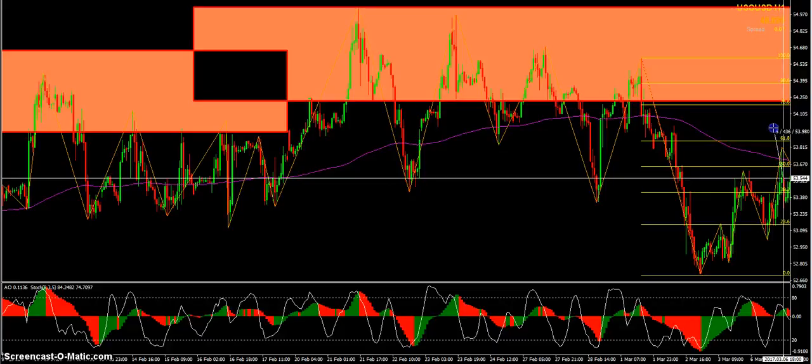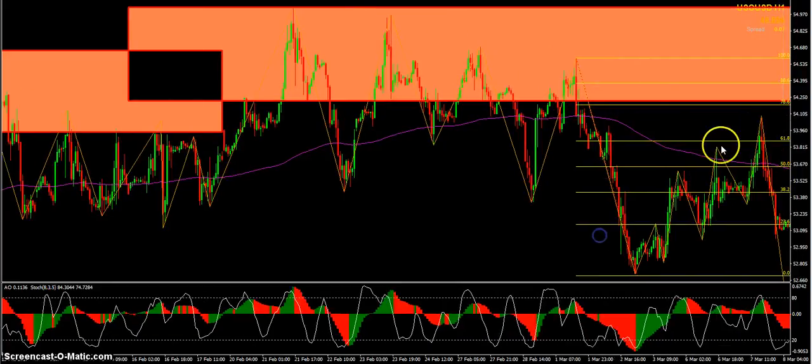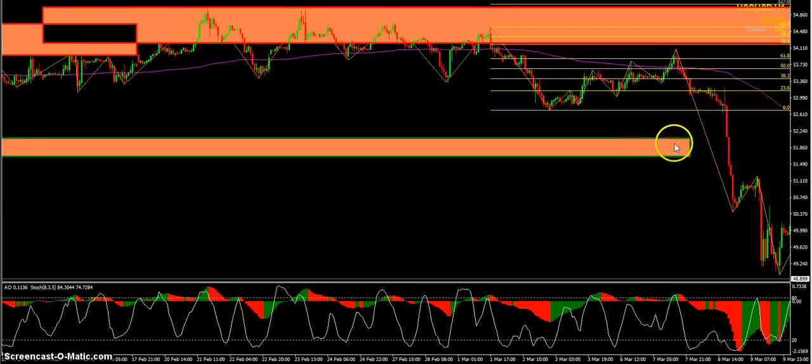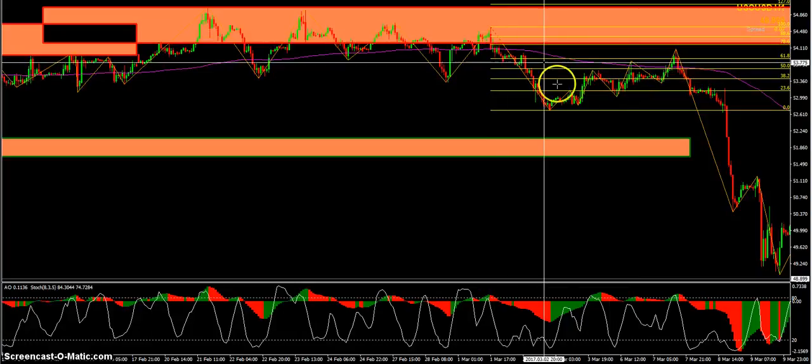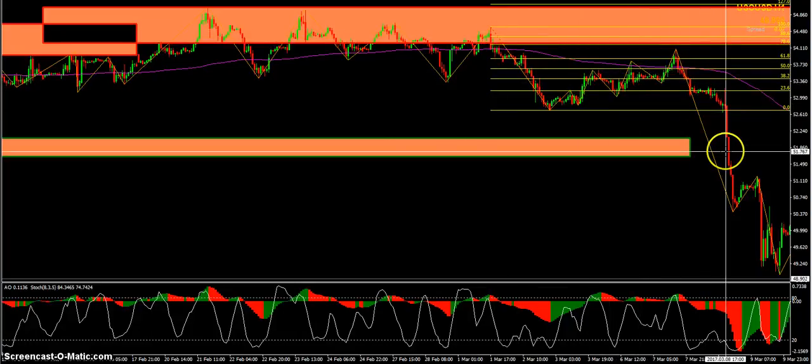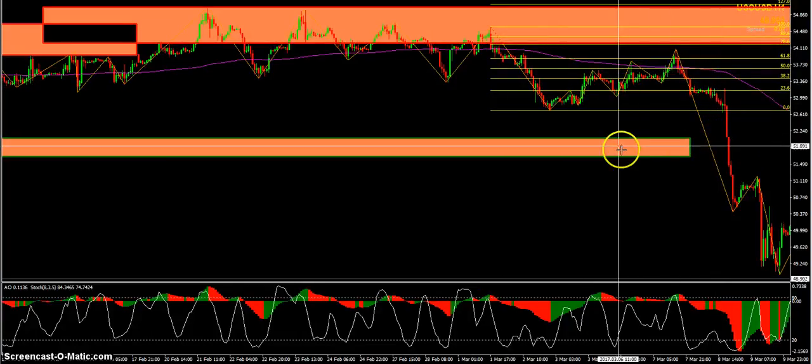Looking for an entry, probably stops somewhere around 50-60 pips, and looking at taking break even down to these levels and pushing down for 1 for 2 down to these levels, which it did. So we definitely made our 1 for 2, getting in and pushing down to these levels here, the daily DSR zone.